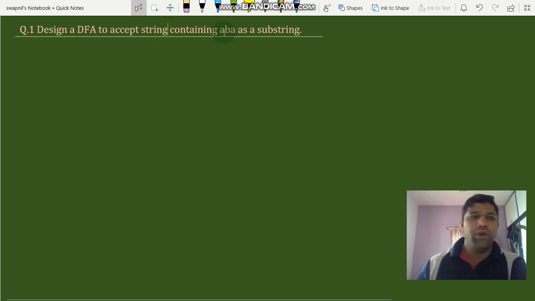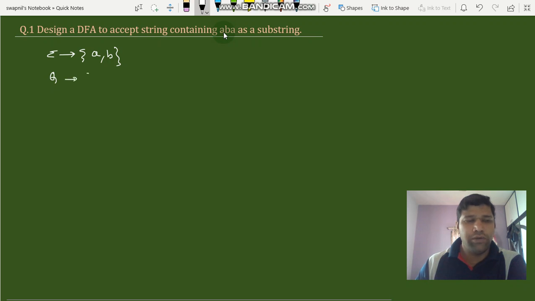So we'll see what the different inputs are. As we know, a string consisting of ABA, its inputs will be A comma B, means A and B. Then its states: Q0 is for A, Q1 is for B, Q2 is for AB, and Q3 is for ABA. Our initial state is Q0. Our final state is Q3 because it has the substring ABA.